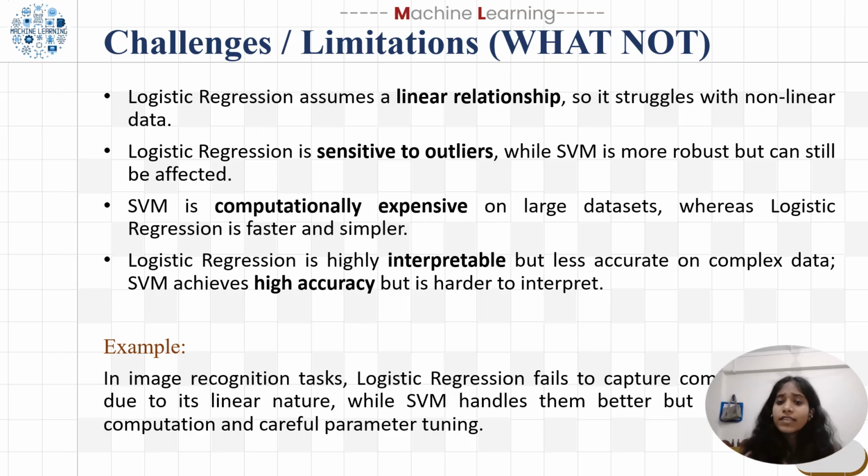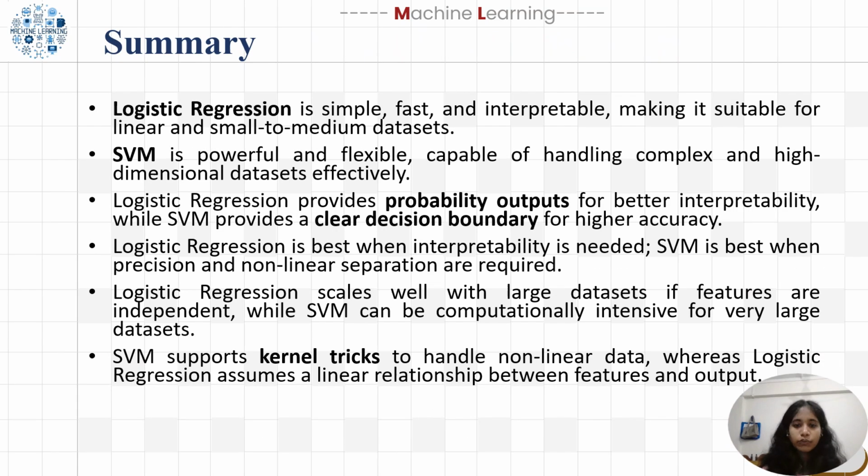Now, let's move forward with the ending part, the conclusion. It can be concluded that logistic regression and SVM are two powerful classification algorithms. Logistic regression is fast, easier, and interpretable, and it is more suitable for smaller data sets where the data is not highly dimensional or complex. SVM is more powerful, flexible, and accurate, especially for high dimensional and complex data sets.